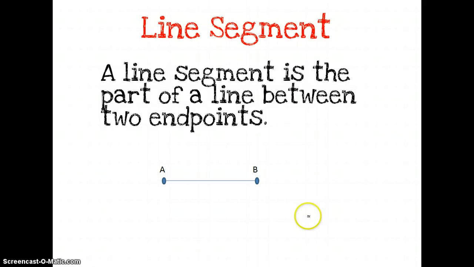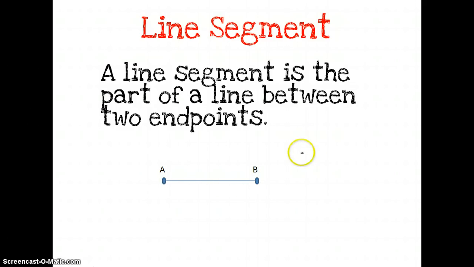The next concept is a line segment. Now, a line segment is the part of a line between 2 endpoints. So this part right here is the line segment, and these are my endpoints. A and B are my endpoints.